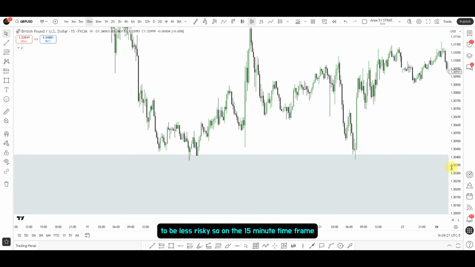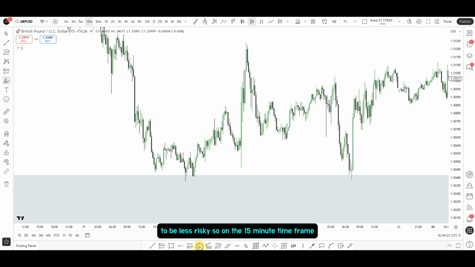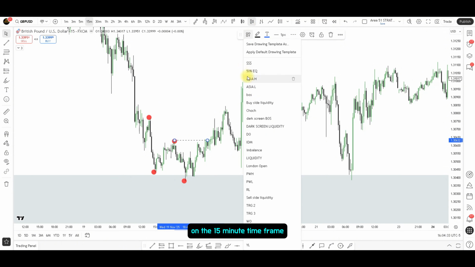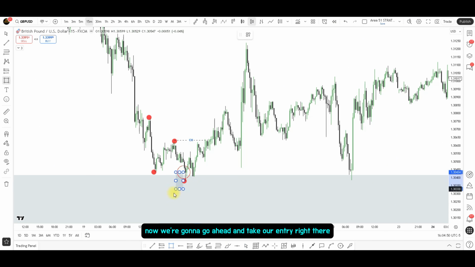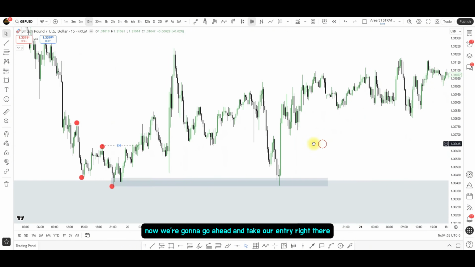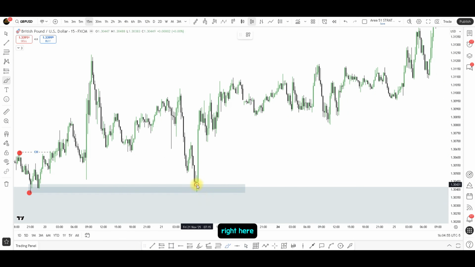to be less risky. So on the 15-minute time frame, you can see the lower high led to a lower low, another lower high led to a lower low, and then eventually we ended up getting a change of character on the 15-minute time frame. And this is our confirmation for a realignment with the overall trend, from the pullback that was coming to the higher time frame demand zone. Now we're going to go ahead and take our entry right there.